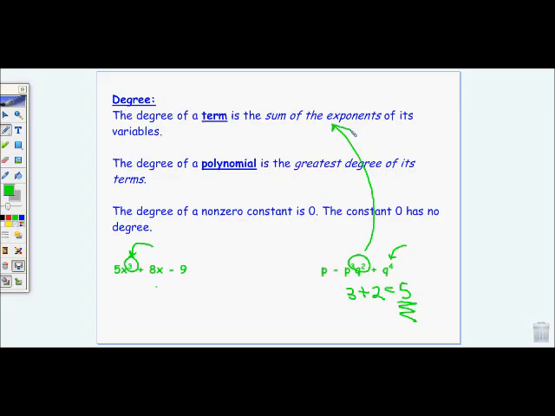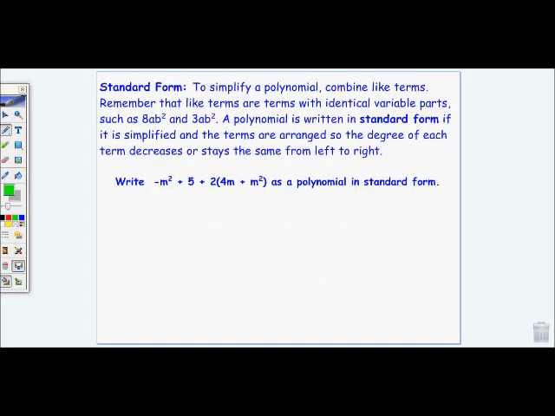Now, the reason we need to know that is because we will need it to put terms into standard form. That's the important part of the degrees there. So to simplify a polynomial, combine like terms. Remember that like terms are terms with identical variable parts, such as 8ab squared and 3ab squared. They have the same variables, so they have the same parts.